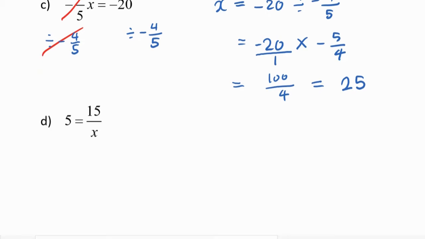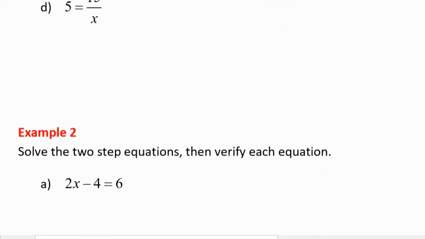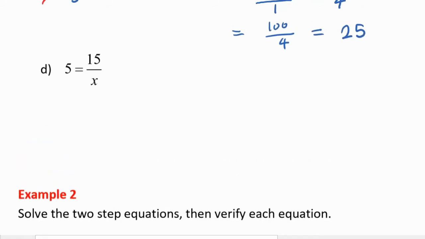All right, D. I have 5 equals 15 over x. So everyone, this question is very special. When you have x in the bottom, remember everyone, step 1: you're going to make the left hand side a fraction. So I have 5, so I'm just going to make it 5 over 1, equals 15 over x.